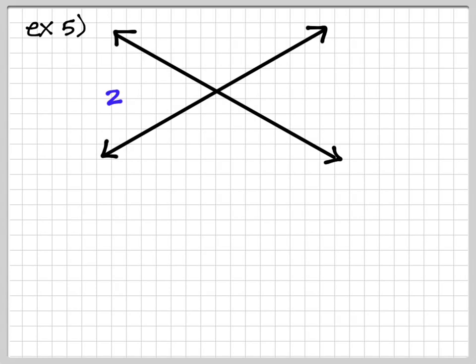Example 5. Okay, this time I have what are called vertical angles, two intersecting lines and the angles across from each other. I'm going to add two little arcs here, arc 1 and arc 2. I can do that because we know the fact that vertical angles are congruent. Now, the last couple equations we had, complementary, something plus something equals 90. Supplementary, something plus something equals 180. This equation is going to be something equals something because the two angles are congruent.